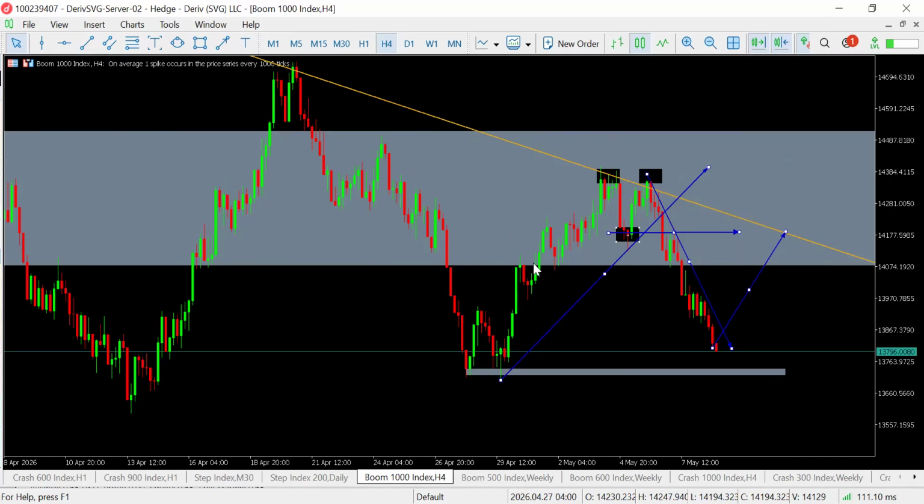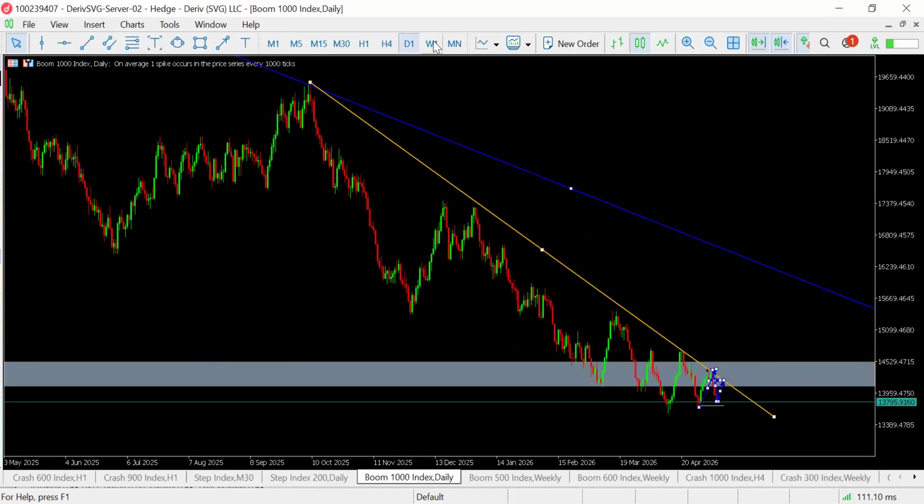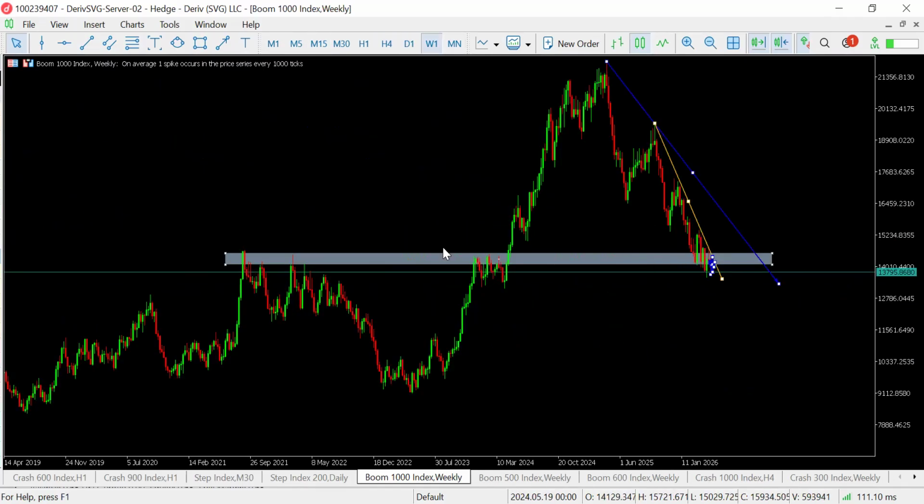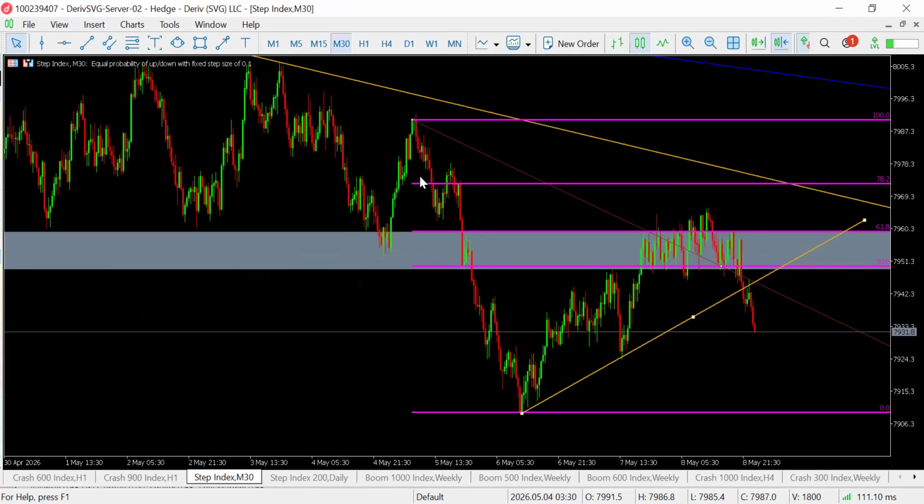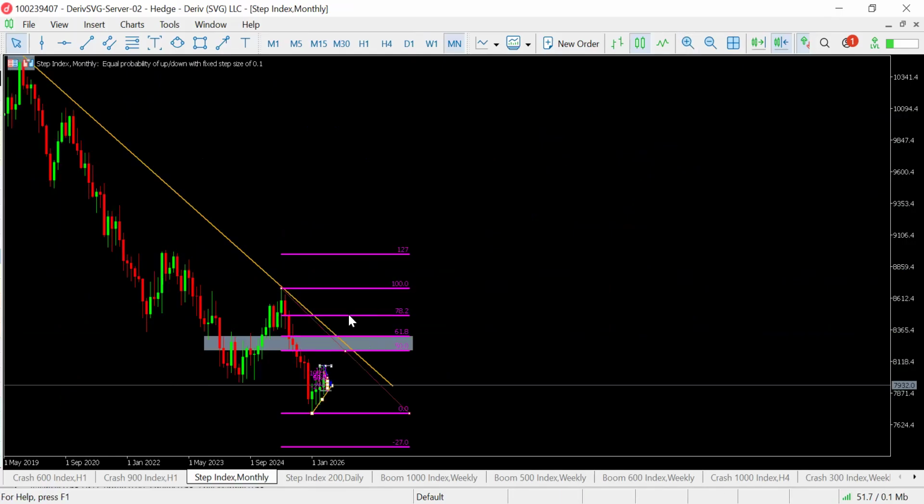So just for context, if price continues going downwards and it's able to, let's go back to the daily time frame or the weekly time frame. So if price is able to clear off this area and there's a good pullback, then I can start looking for more selling opportunities. So the next would be the Step Index. So this is a quite interesting index. So let's go to the monthly time frame. So let me take out these guys.